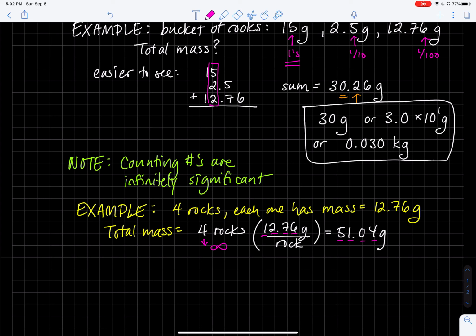And interestingly, once countable numbers get big enough, like if I gave you a bucket and said it has 581 rocks in it, if you count that twice, you'll likely get a slightly different number if you don't count super carefully. So there's a point at which countable numbers lose their infinite significance, but in general, you can assume they are infinitely significant.